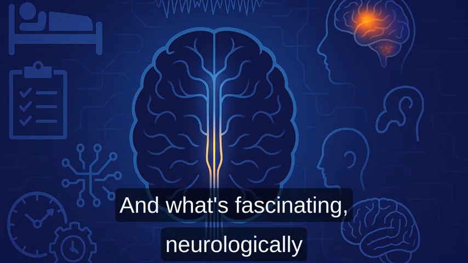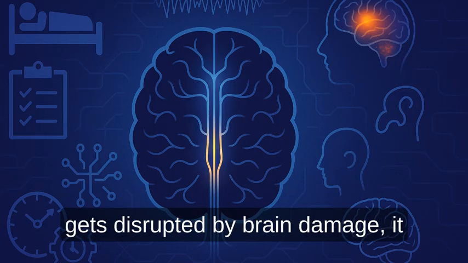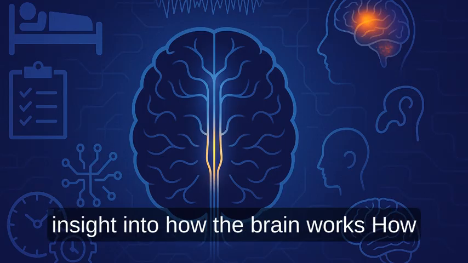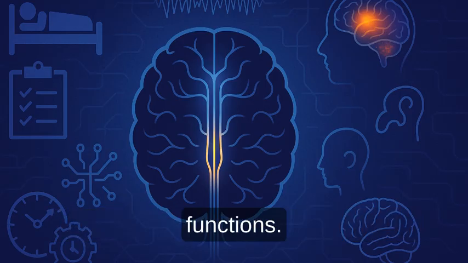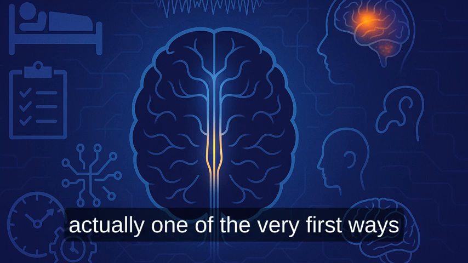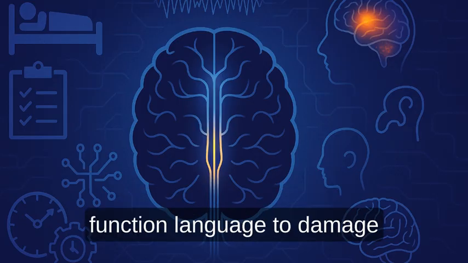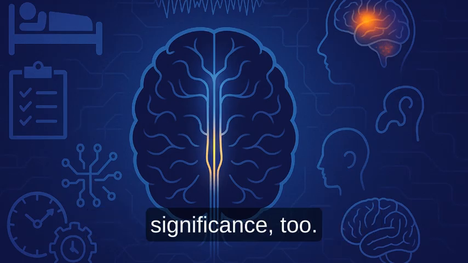And what's fascinating, neurologically speaking, is that when this ability gets disrupted by brain damage, it actually gives us this incredible insight into how the brain works, how it organizes these really complex functions. That's right. Analyzing language disorders was actually one of the very first ways we linked a specific higher cortical function, language, to damage in a specific part of the brain. So it has this historical significance, too.